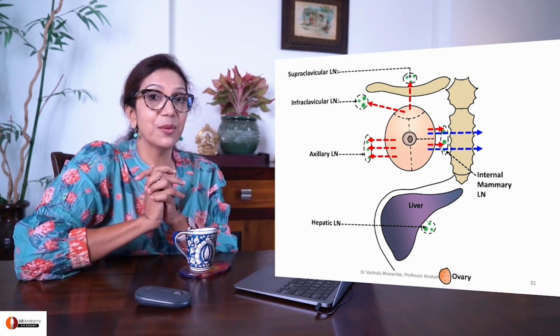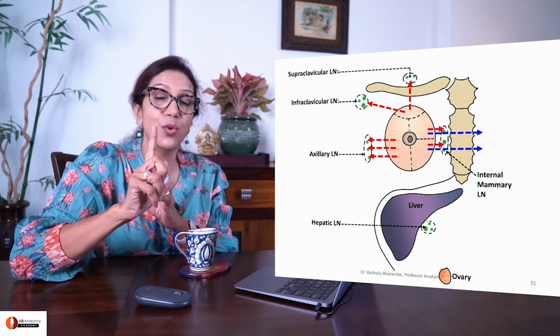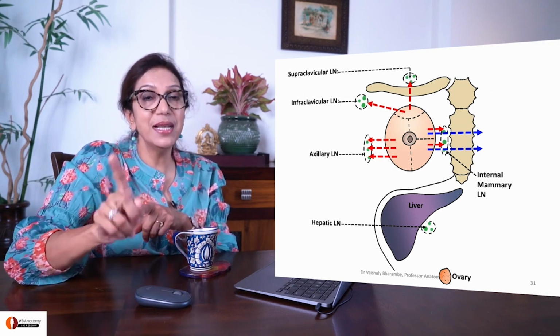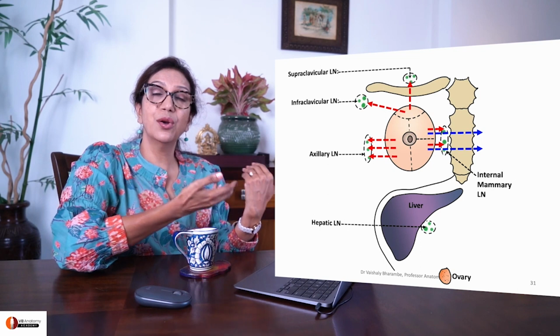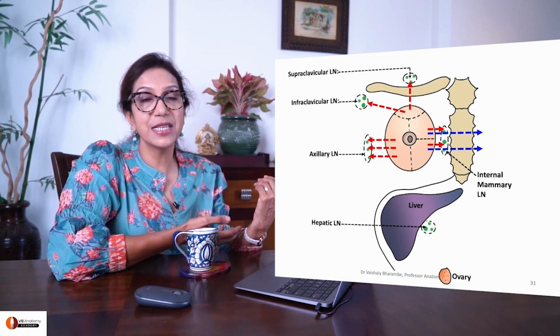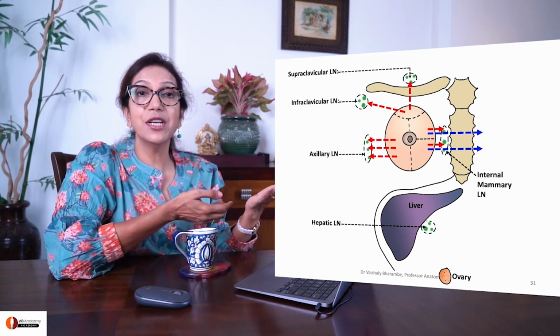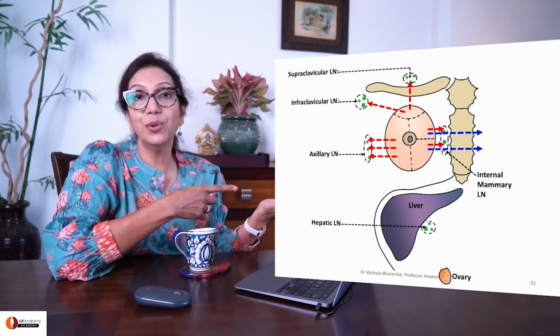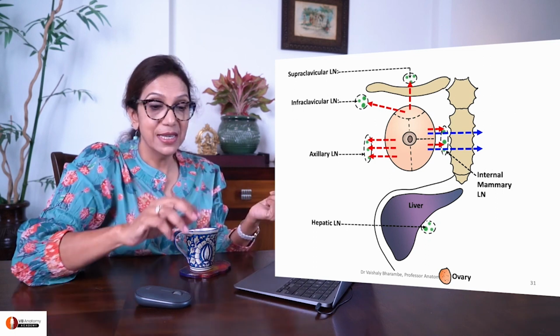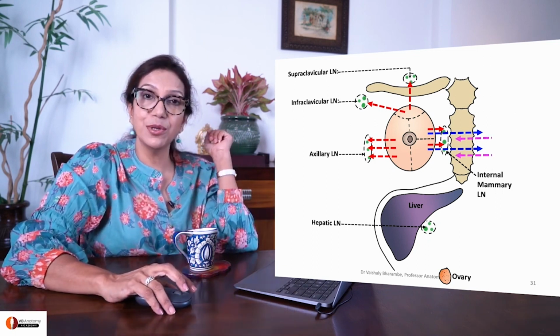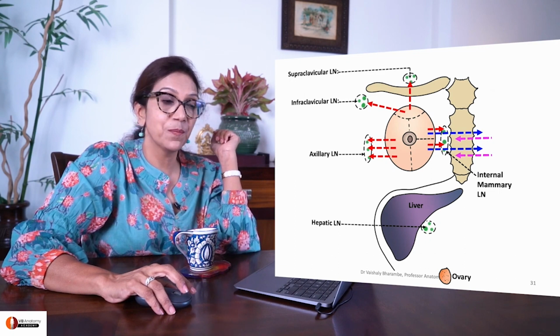What happened just now? A cancer of one side has crossed the midline and gone to the opposite side, because now lymphatic drainage is not unilateral, it has gone to the opposite side lymph nodes. Similarly, lymph from the other side is also coming across the midline.